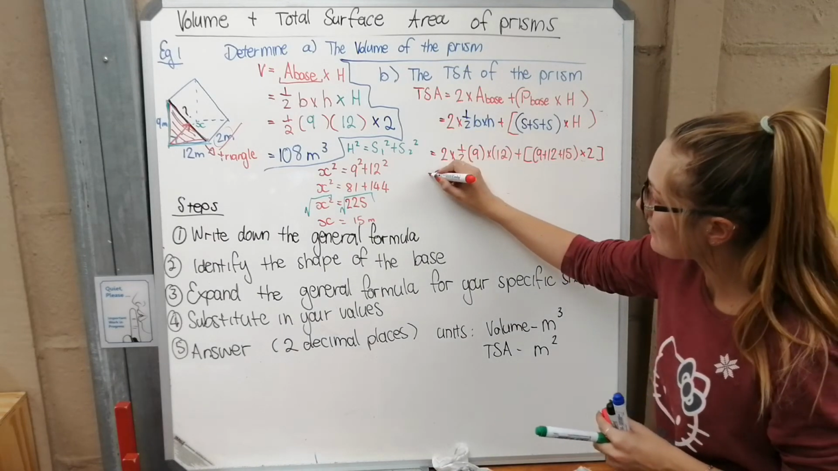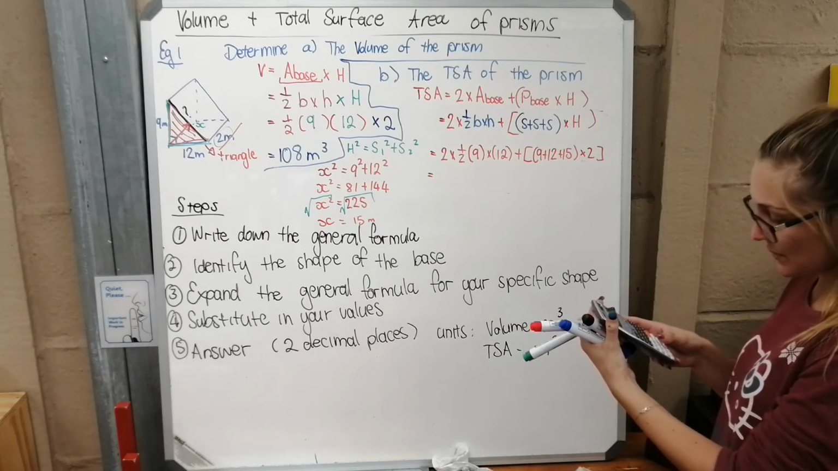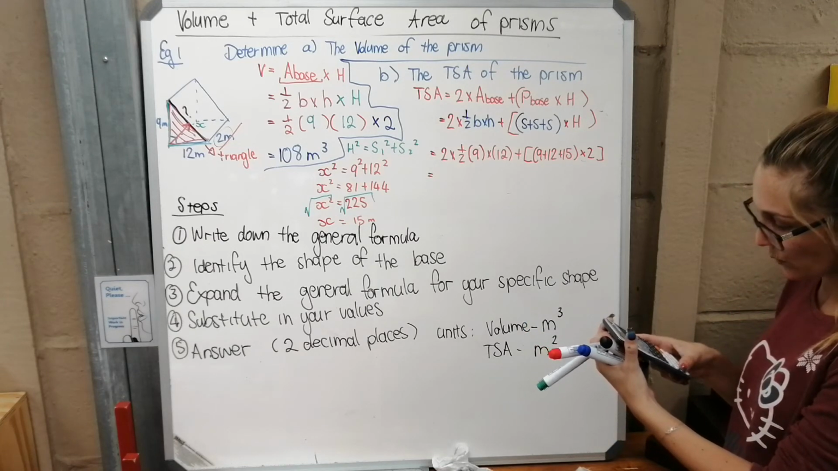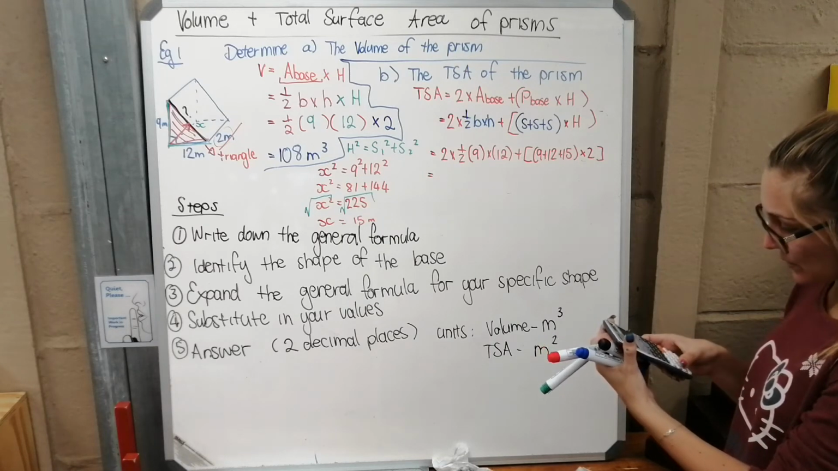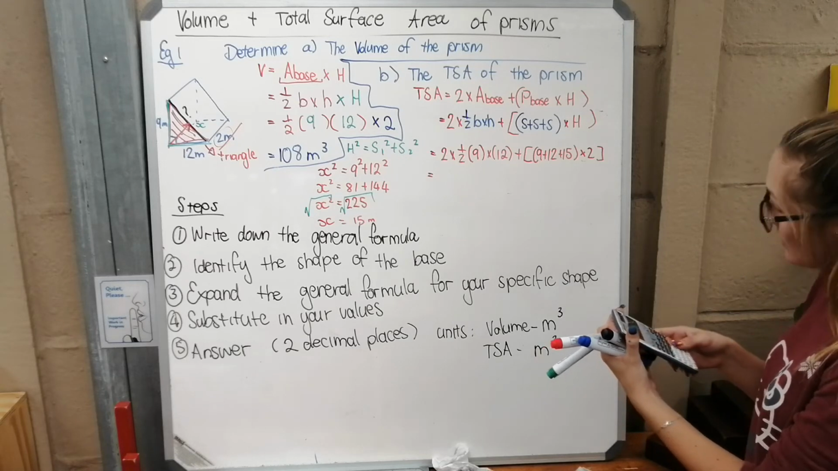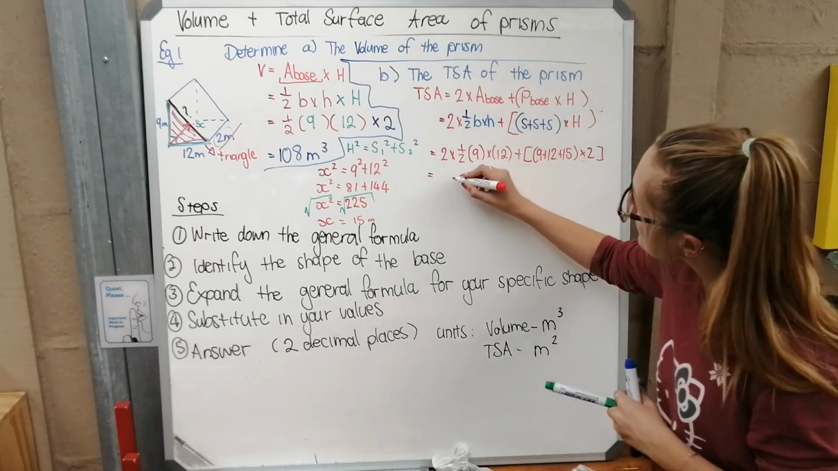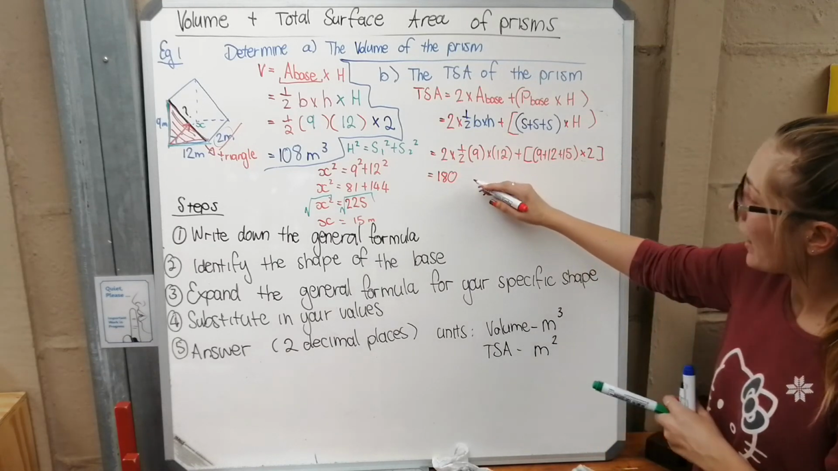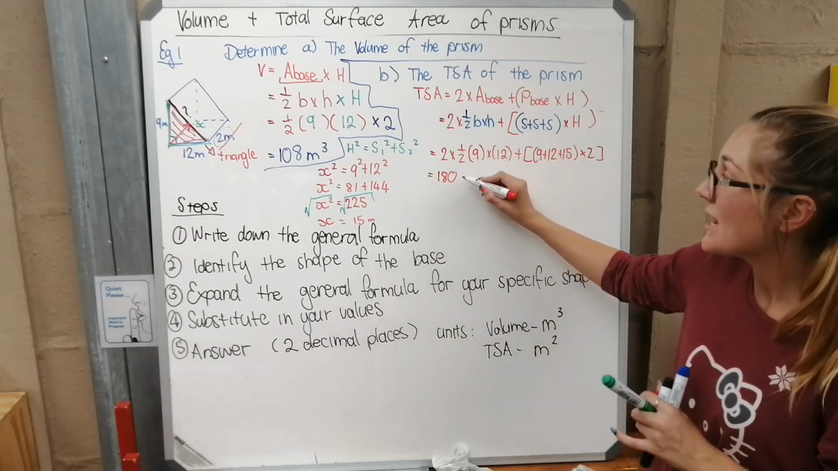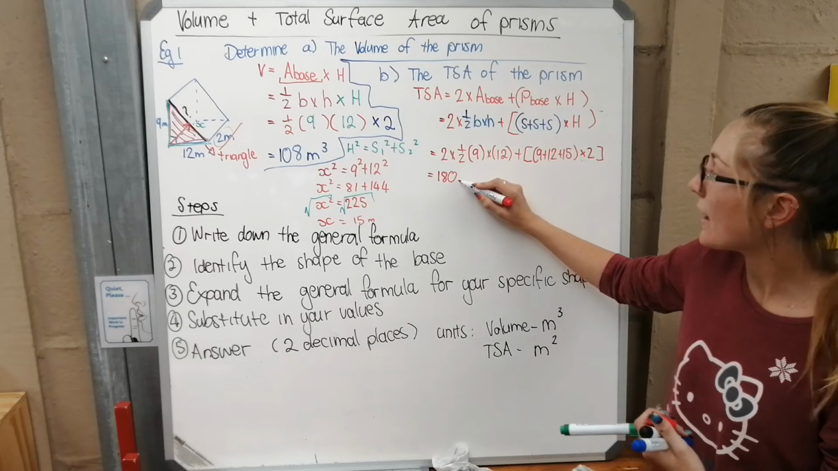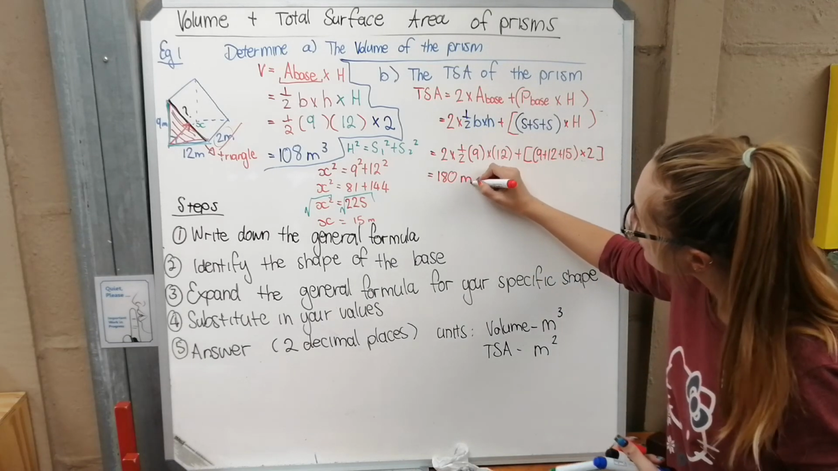Okay, and we can go and type all of that in on our calculator. Okay, so we've got 2 times a half times 9 times 12 plus 9 plus 12 plus 15 times 2. And we get 180. Okay, and now normally, so step 5, normally we would round off to 2 decimals. Again, I didn't need to do that here, I got a whole number. And now my units, I'm doing total surface area, that is meters squared.